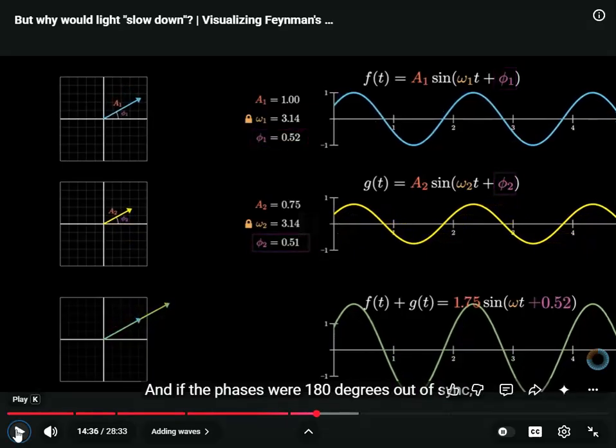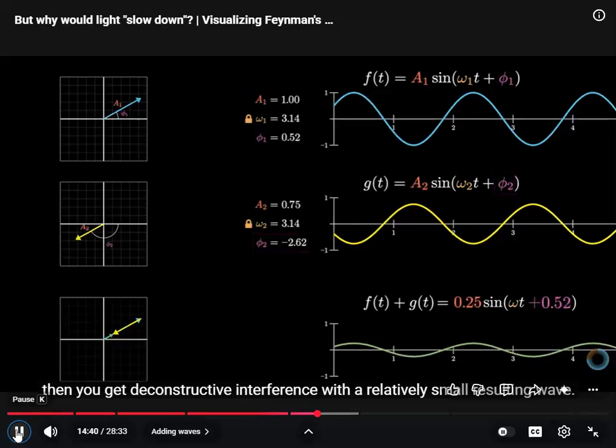That's a nice little connect back to grade 11, right? The constructive interference. If the phases were 180 degrees out of sync, then you get destructive interference, with a relatively small resulting wave.